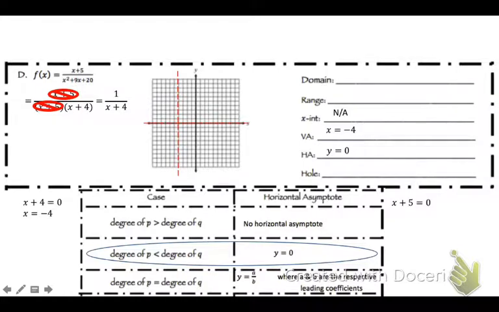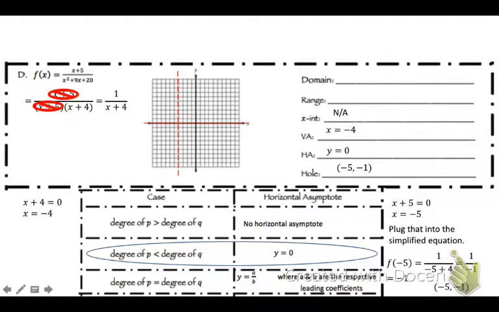Okay, then we do have a hole on this one, so the factor that canceled out is x plus 5. So you're going to set x plus 5 equal to 0, then subtract that 5 over, so you get x equals negative 5. Now plug that into the simplified equation. So that's 1 over negative 5 plus 4, which is 1 over negative 1, which is negative 1. So my point is negative 5, negative 1. That's where my hole is. So I'm going to go to negative 5, negative 1, draw that hole there.